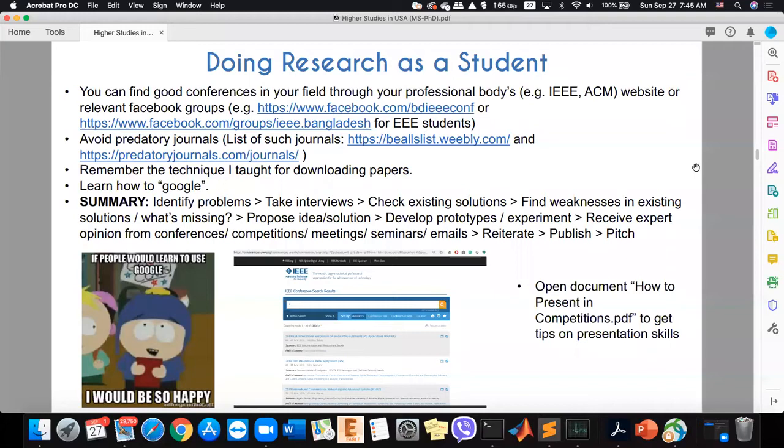So in summary, whatever I have said so far, if I recap, in order to do research you have to first identify a problem, and to identify a problem you have to look into the society, or you have to look into the existing literature body.